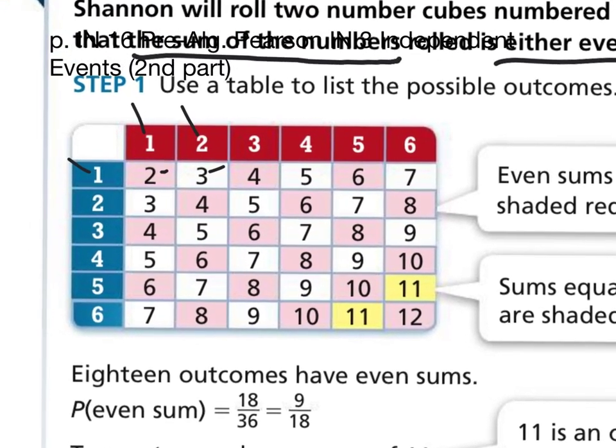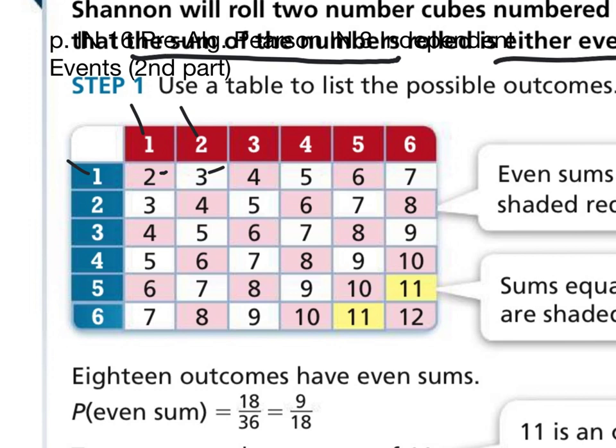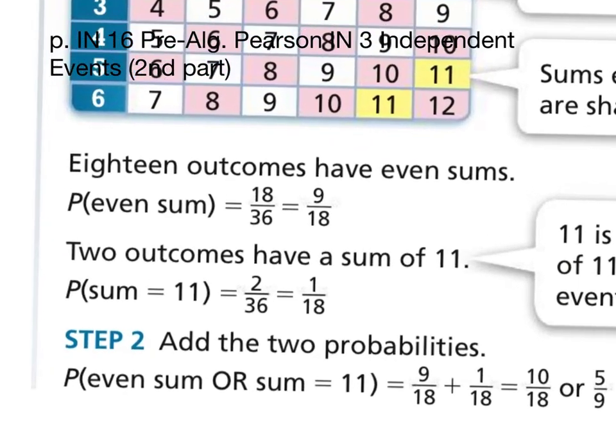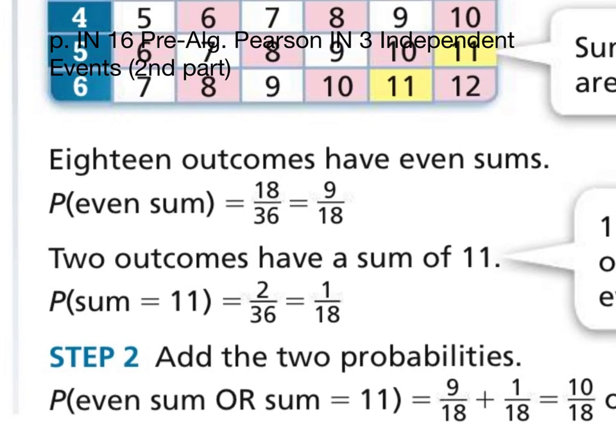So if you look at what they did, they listed out all the possible sums, and then they highlighted in pink all the even sums, and then they highlighted in yellow the sums that would equal 11. And then they added up all the pink boxes, which was 18. It was half of them. Makes sense. Half are even, half are odd. So that's an 18 out of 36 chance. The book reduced that. I mean, technically it can reduce down to a half. What I would probably do is just leave it for right now as 18 out of 36. Sum of 11, we've got a 2 out of 36 chance.